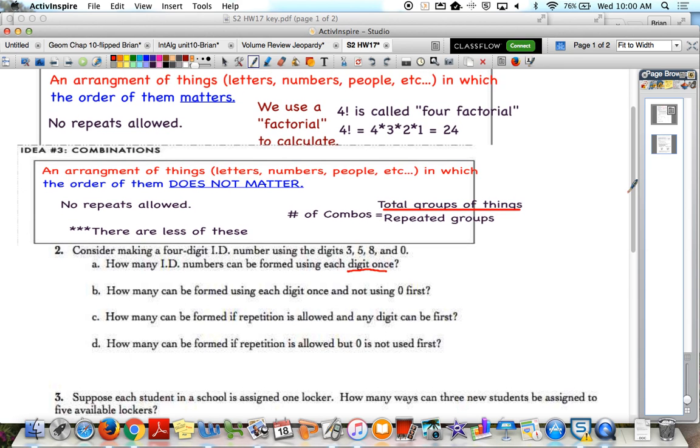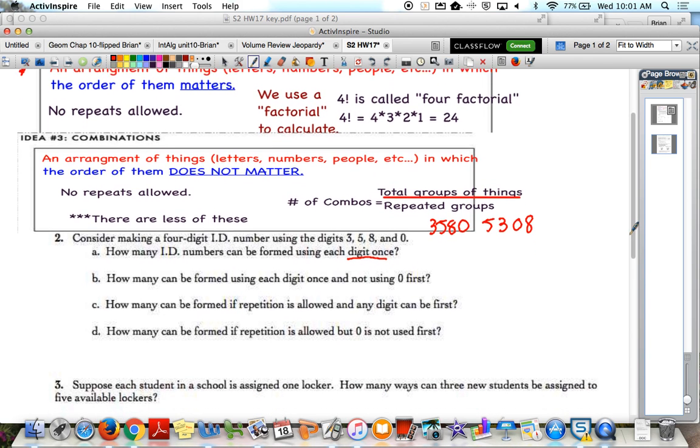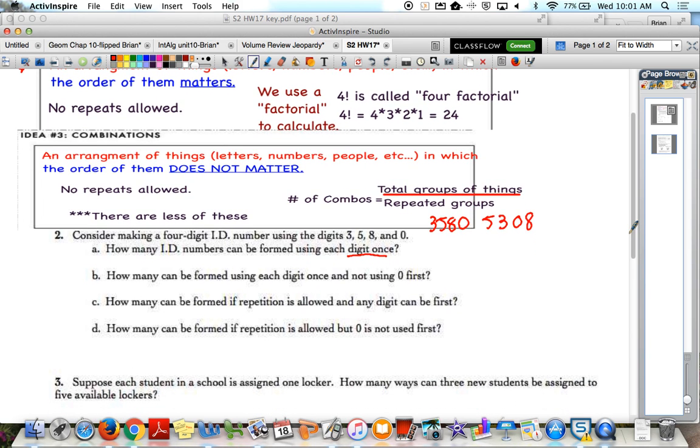But in this case, when you're doing an ID number, the order does matter, because the ID number, let's say these are our 4 numbers, the ID number 3, 5, 8, 0 would be a different ID number than, say, 5, 3, 0, 8. Okay, those two would be different ID numbers. So the order in which we put these numbers does matter. So basically, this is a version of a permutation then, because no repeats are allowed and order does matter. So let's calculate how many ID numbers would be possible.